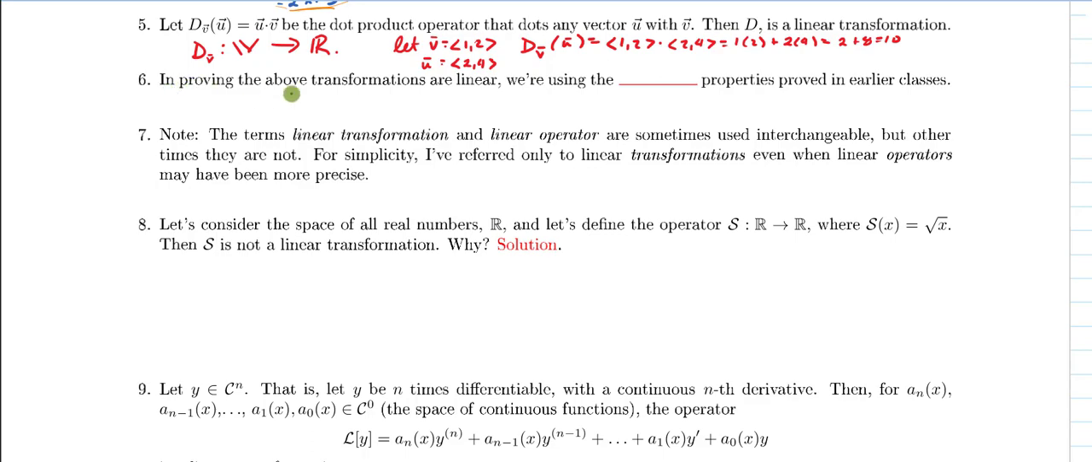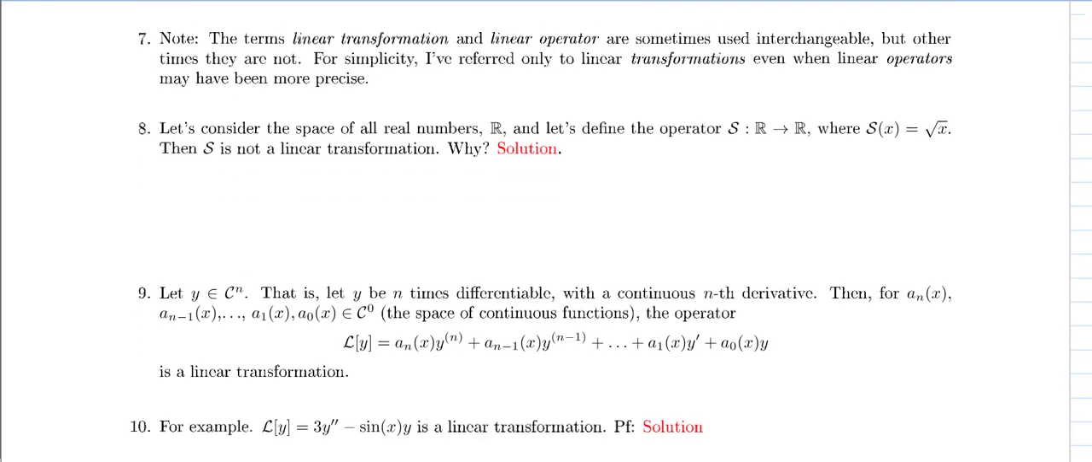In proving that the above transformations are linear, we're simply using the linear properties that you've already proven about these operations in earlier classes. So it may feel a little bit redundant when we go through proving some of these things are linear operations because you've been assuming they're linear operations or linear transformations for a long time. There's a note there in 7 that I'll let you read through.